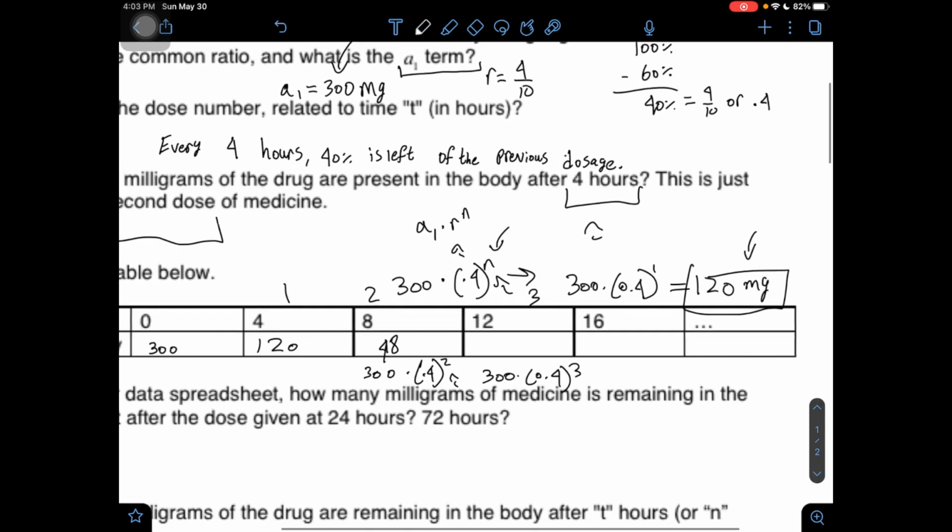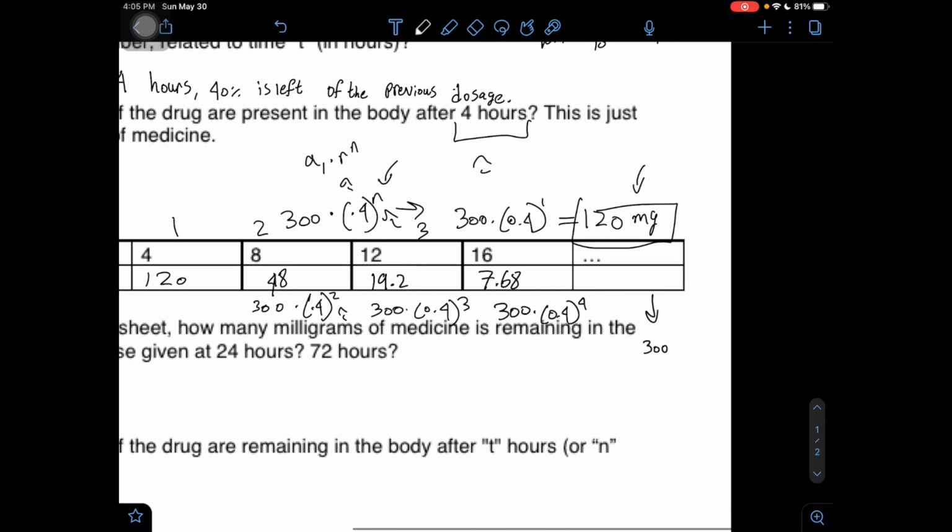So now let's go ahead and do 300 times 0.4 to the power of 3. And that gives us a value of 19.2. Now we're going to do the same thing, 300 times 0.4 to the power of 4, and we get a value of 7.68. Now we have this in our next column. We're just going to assume they want our A of N equation. And our A of N equation is equal to 300, which is our A1 value. So we have A1 times R to the power of N, 300 times 0.4. And now think about it logically.